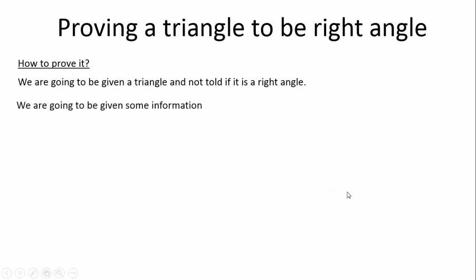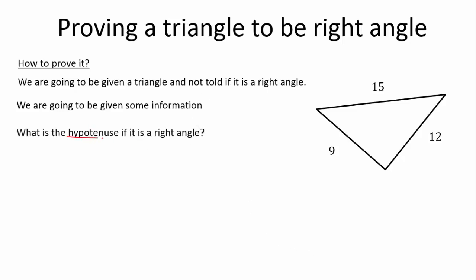Okay, how do you prove this? We're going to be given a triangle and not told if it's a right angle or not. We will be given some information. For example, we have a triangle. It's 12, it's 9, and it's 15. What is the hypotenuse if this is a right-angled triangle? The hypotenuse, right? Practice writing that word. Don't get confused with the spelling. If this is a right-angled triangle, it will be 15 because that is the longest one. It must always be the longest side, the hypotenuse. Sometimes you might not know what it is, but in this case it's 15.